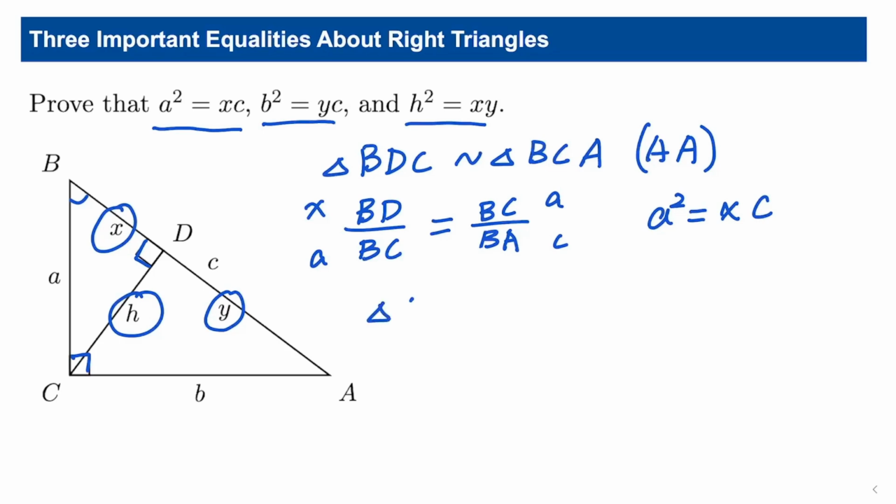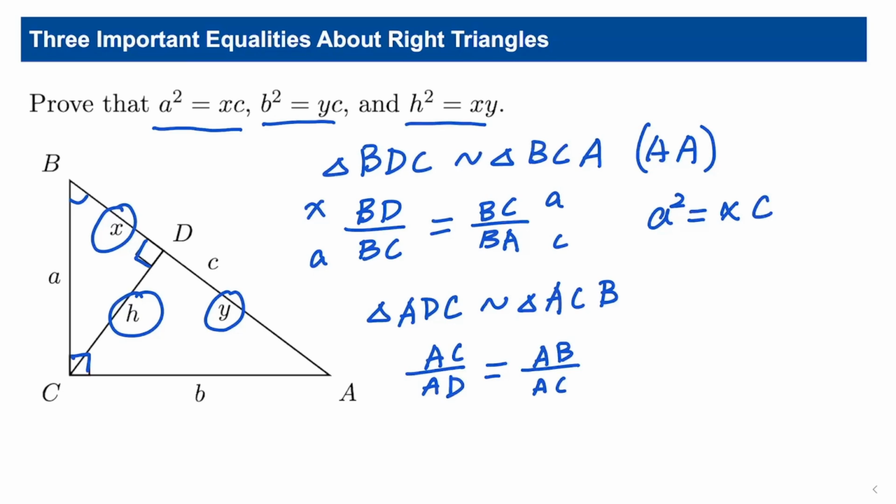Similarly, triangle ADC is similar to triangle ACB. Therefore, AC over AD equals AB over AC. AC is B, AD is Y, AB is C. Therefore, we have B squared equals Y times C, which is the second equality.